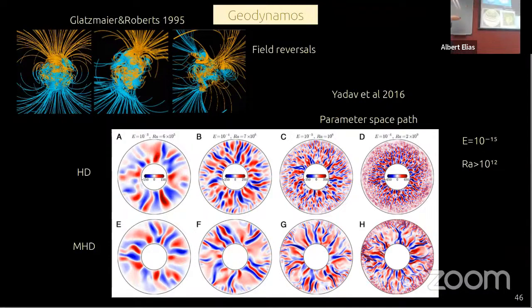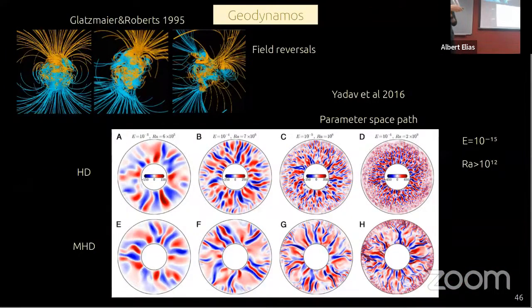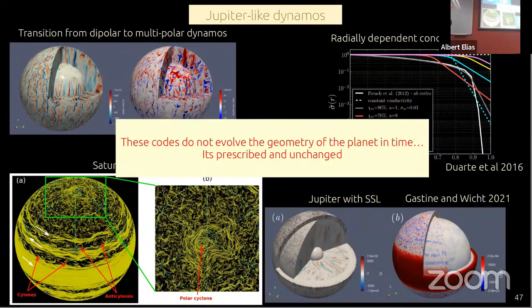This is what some of them do. This was for the geodynamo, for the magnetic field of the Earth. For Jupiter dynamos, you also have a lot of different kinds of studies, which are a bit more complex, because you have a lot of radially dependent quantities, and they are a bit hard to read.